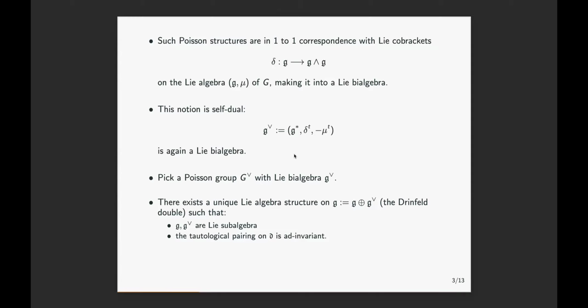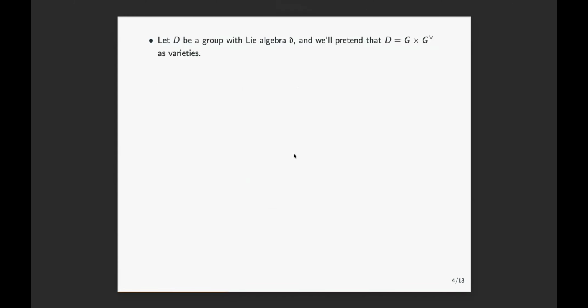So basically, it's telling you that if you have a finite dimensional Lie bialgebra, there is a standard way to construct the so-called metric Lie algebra, so a Lie algebra with an invariant non-degenerate pairing. And this is basically where the TFT will come from. So now I pick a group D with Lie algebra d. And even if that's not true in general, just pretend that D is G times G dual as a variety. It just makes things simpler.